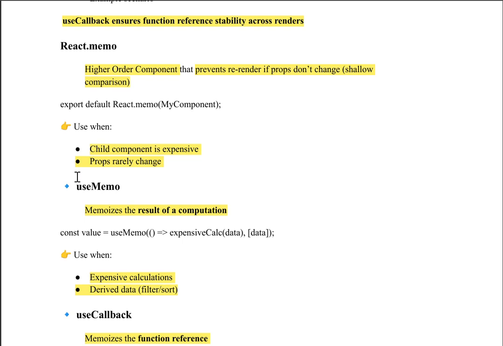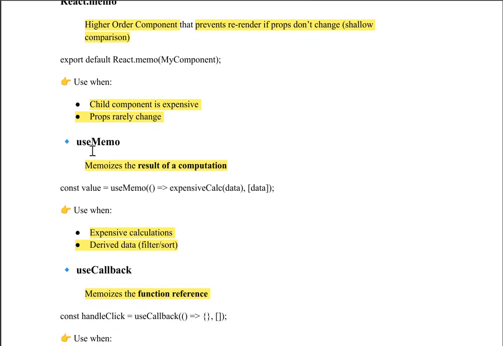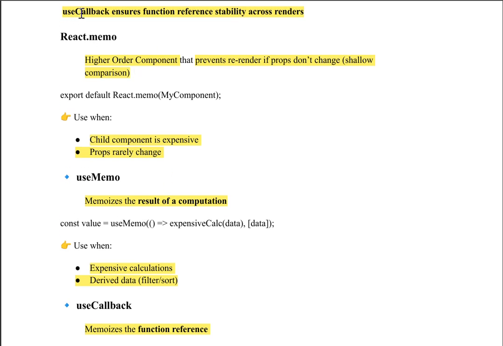And the next hook is useMemo. So useMemo memoizes the result. Okay, useCallback memoizes the function reference. useMemo is used for memoizing the result of a computation. So if we go to the syntax: const value = useMemo(expensiveCalculation). Expensive calculations are nothing but those which take time to execute. Those are filtering, sorting, like this.